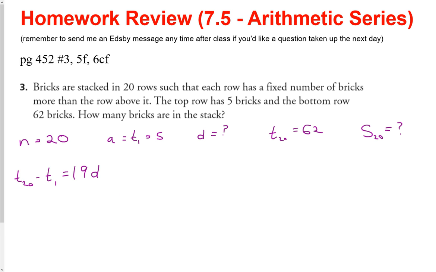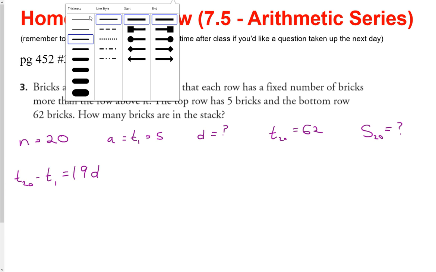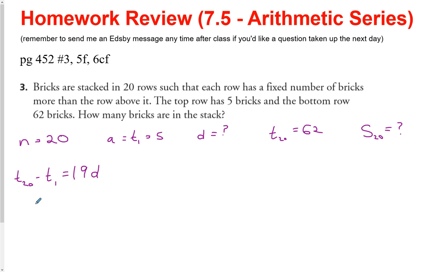So you're going to see this little structure that I've just done right here that I'm going to put this blue thing around. You're going to see that come up in a lot of problems, if you're not given the common difference or given numbers where you can compare that. So let's sub in some numbers to figure out what that is. We know there's 62 bricks in the 20th one, and there's 5 in the first one, and we have 19 jumps in between. So that's going to be 57 equals 19D. Divide both sides by 19. We're going to end up with D equals 3.